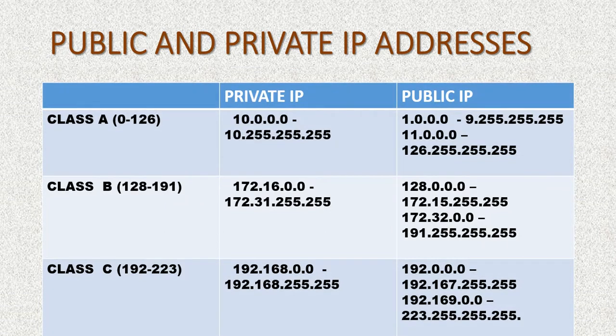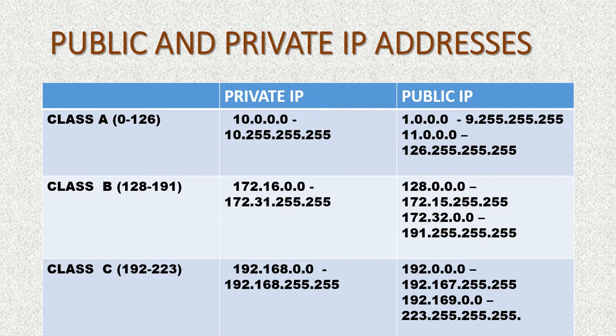Now the public and private IP ranges in IP version 4 are, as we know, class A, B and C. Out of the 5 classes, class A, B and C are available to be used, and they are divided into private IPs and public IPs. The private IP range from class A is 10.0.0.0 to 10.255.255.255, whereas the rest, from 0 to 126 in the first octet value, are the public IPs.